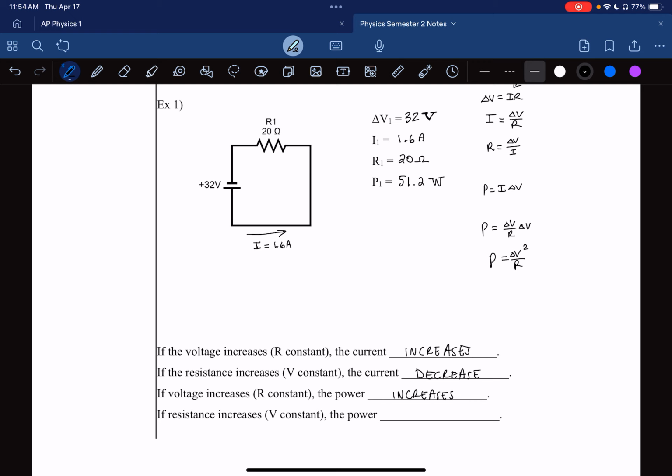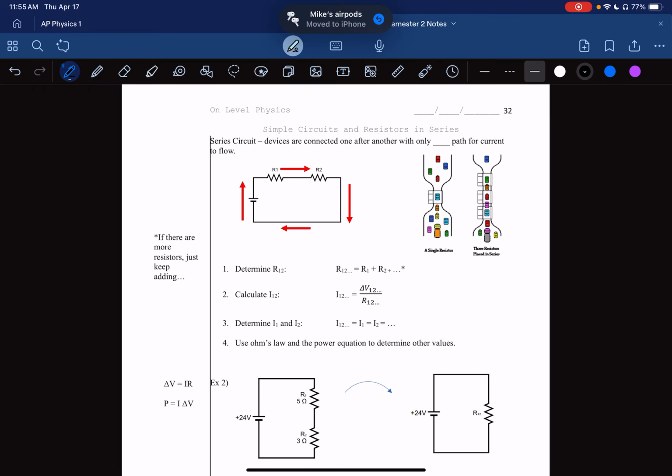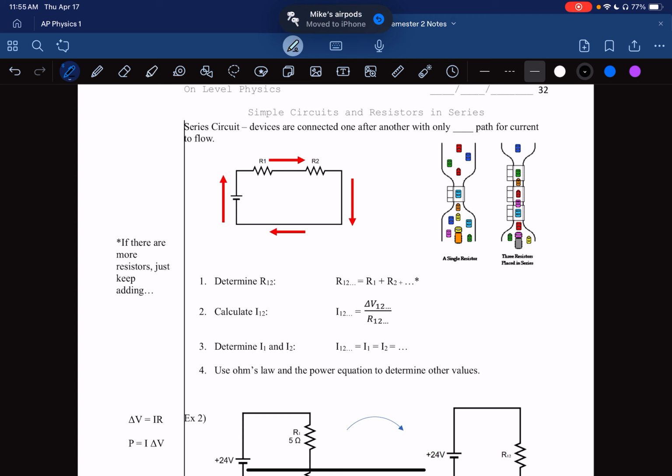Excuse me. Yeah, power goes down. Wait a second. Yeah, it should go down. Yeah, current goes down, and so okay, just making sure. Sorry about that.